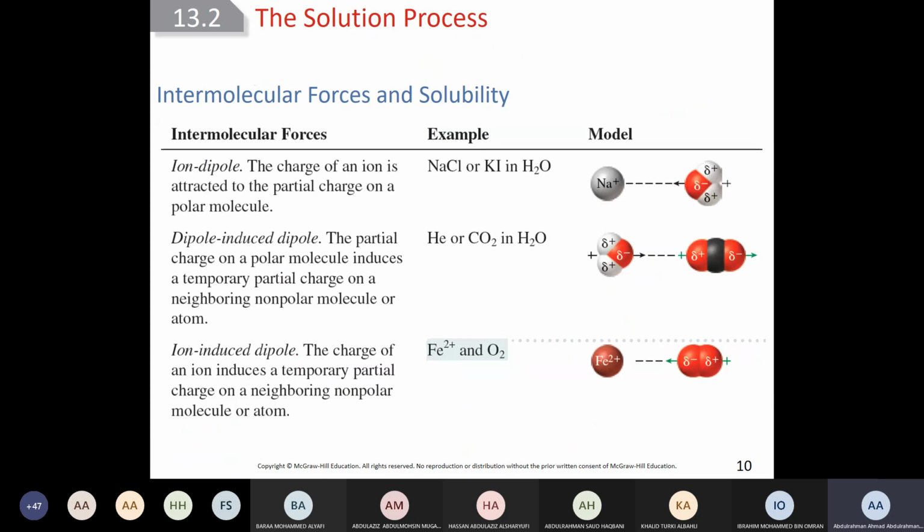Now, as I said here, what do we call this bond? Ion dipole. And this is also ion-induced dipole or dispersion. Induced dipole.